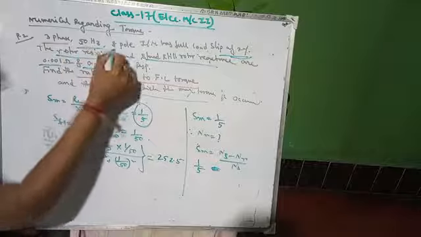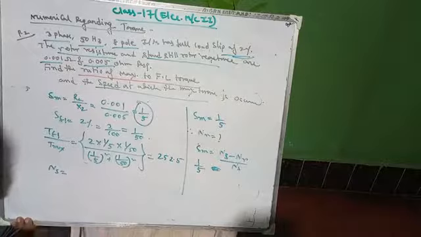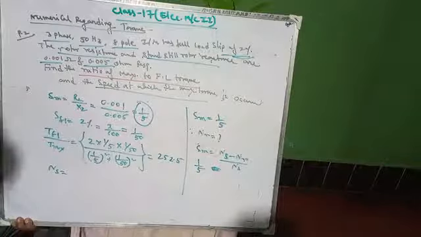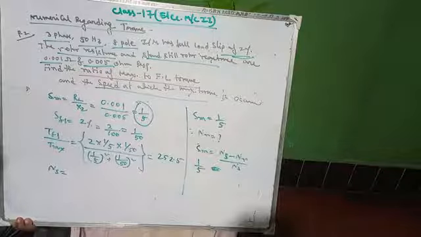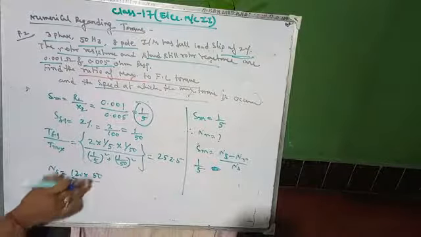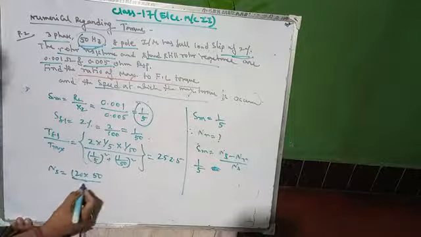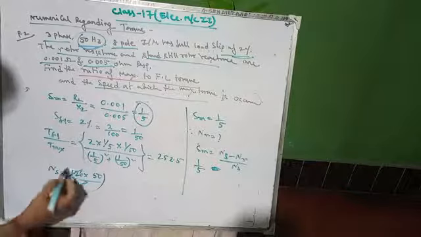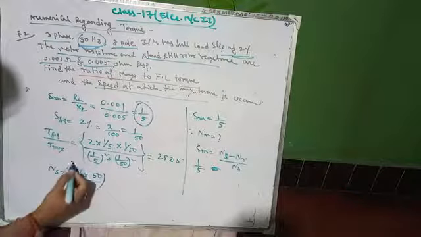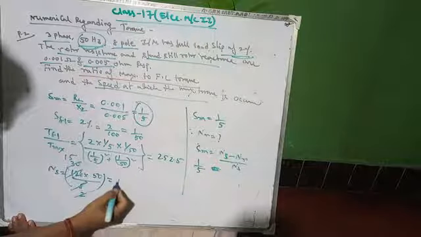It is a 3 phase, 50 Hz, 8 pole machine, right? So Ns equals 120 Fs by P. Here 50 Hz is given, right? So 120 Fs by P, where P means 8 poles. Calculating, Ns equals 750 RPM, right? 750 RPM.